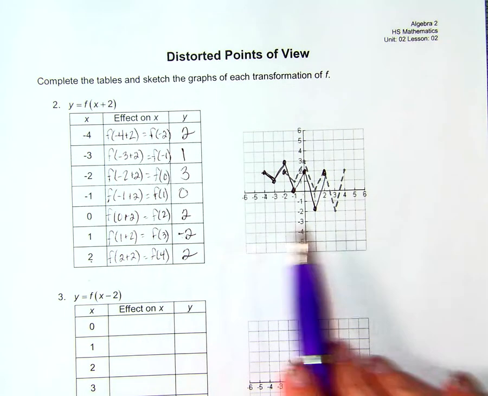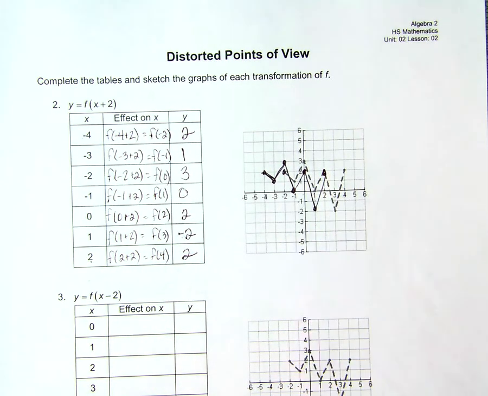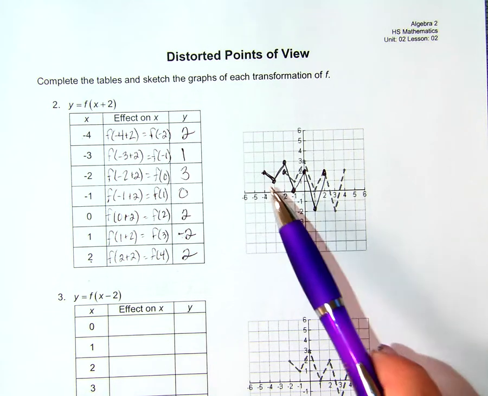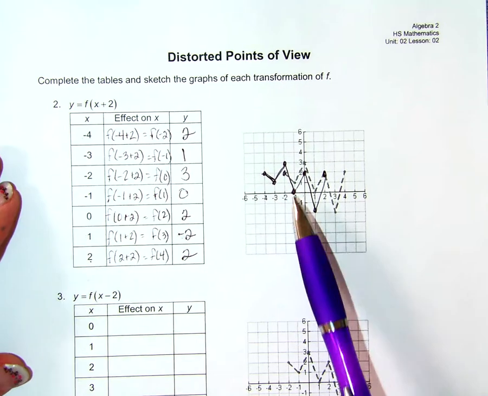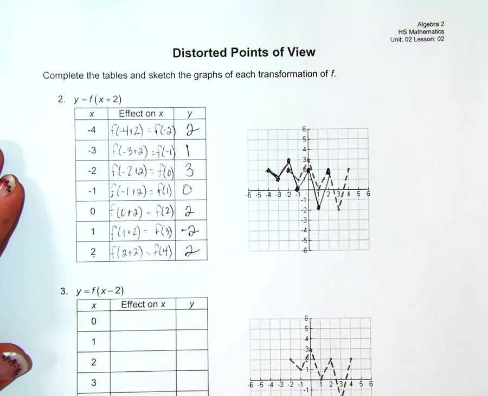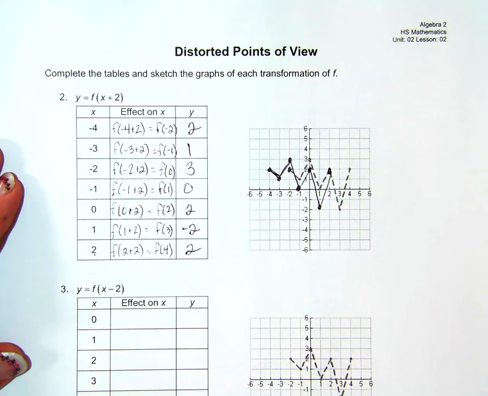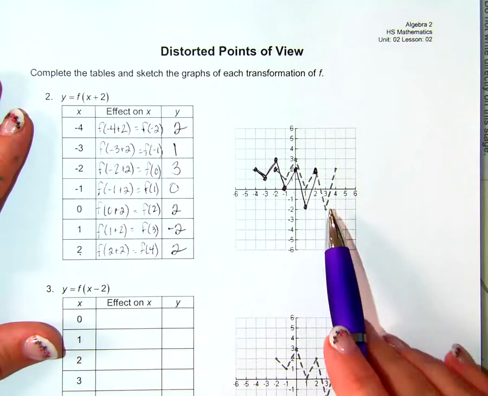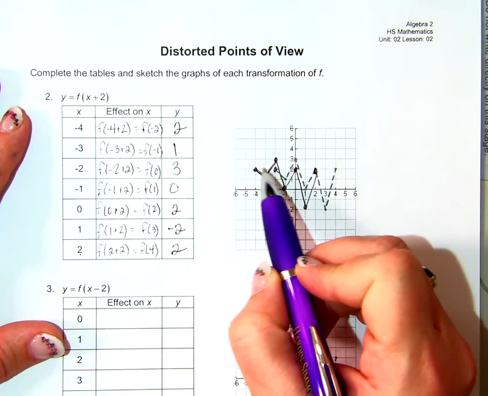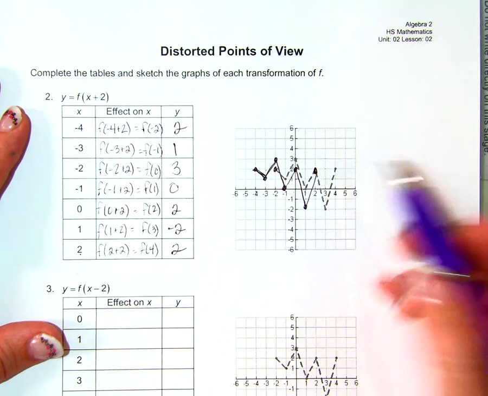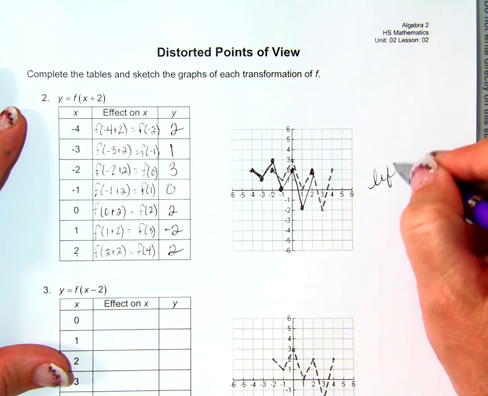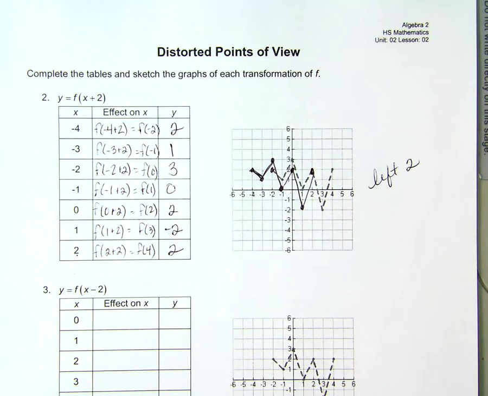So can anybody see how the dotted line, which was our original function, how our solid line is different than our dotted line? What happened to our dotted line? Where did it shift? Where did it transform to? Well, hopefully you can see that it moved to the left 2. Every point is moved to the left 2. So we're going to go and write that out here. It went left 2. We start at the dotted, go to the solid that we just drew.